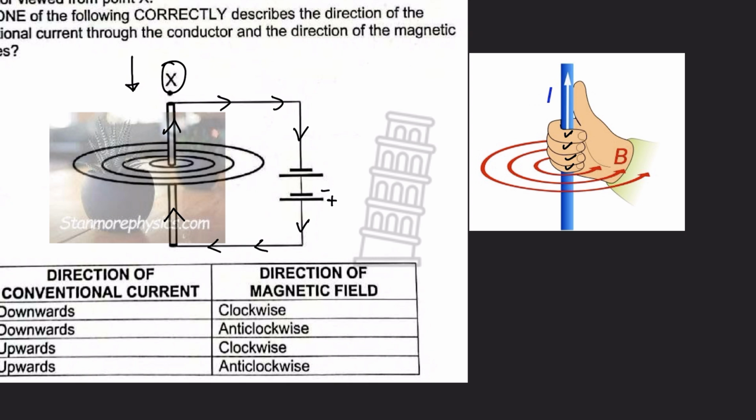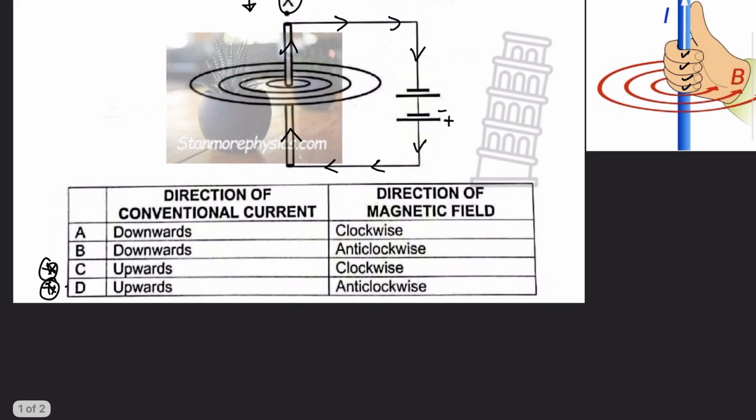Your thumb is pointing upward and your fingers are going to curl like in the picture. If you are viewing it from the top, meaning if you are viewing it from X, your fingers are going to be curling in an anti-clockwise direction. Again, if you are viewing it from the top, your fingers are curling in an anti-clockwise direction. So the answer is D.